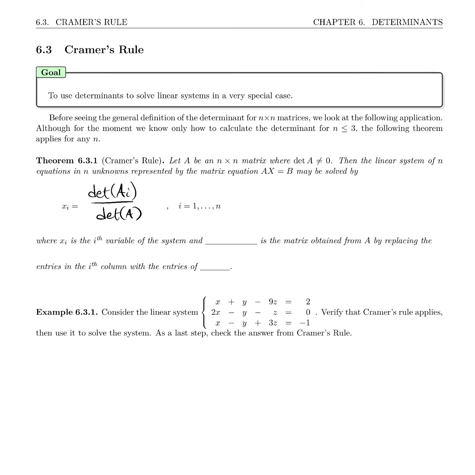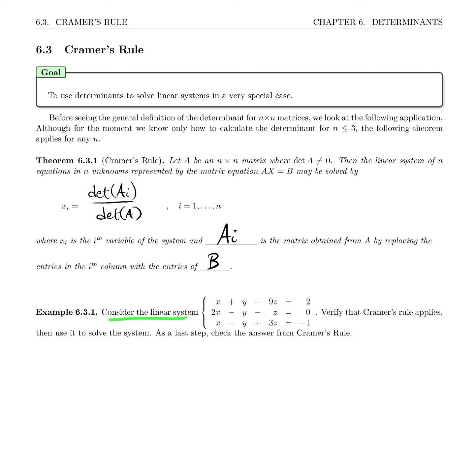Now I haven't told you what A_i is, but just note that this is true for all the variables in the system, so for i equals 1 to n. This A_i is a new matrix. It's created from the coefficient matrix A by replacing the entries in the ith column, the column that corresponds to the variable we're solving for, x_i, with the entries of B, the constants. That may not be obvious, so let's do example 6.3.1 to get an idea of what that looks like in practice.